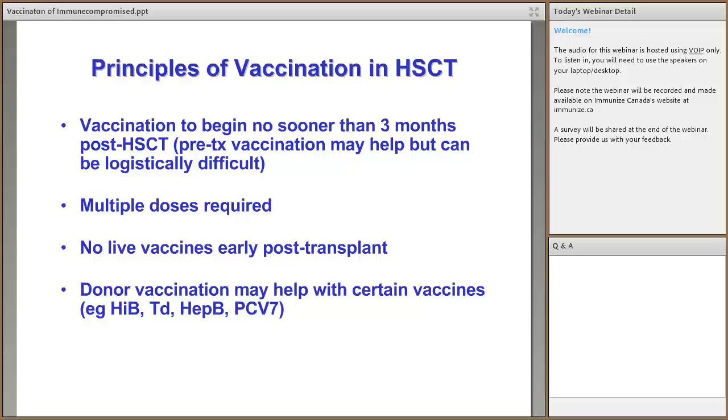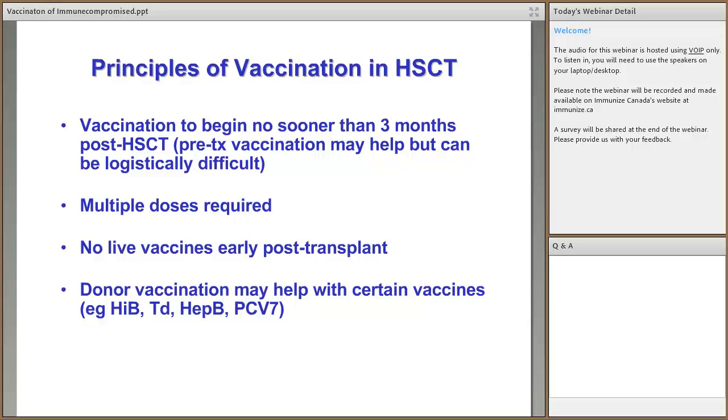So the principles of vaccination in stem cell transplants: vaccination generally begins no sooner than 3 months. We usually don't give vaccination before transplant because, as you know, in stem cell transplantation, your immunity is wiped out completely. So any effect of prior vaccinations will be essentially nullified. Multiple doses are required in stem cell transplant because it's a naive immune system that needs to be built up. No live vaccines early post-transplant, but perhaps after 2 years, once the immune system has been reconstituted, you could give live vaccines.